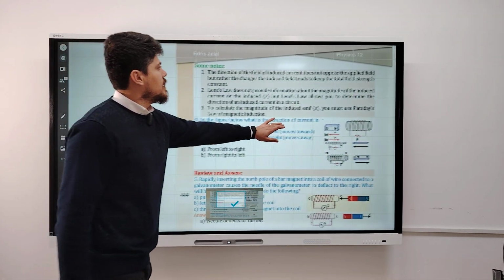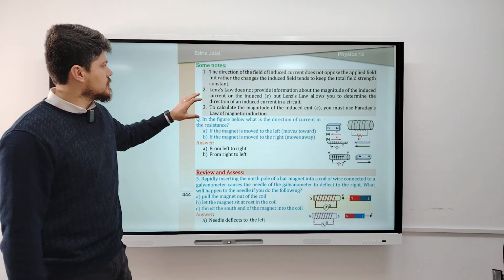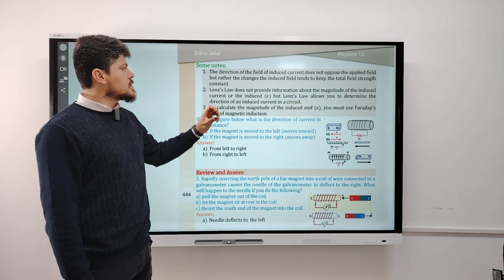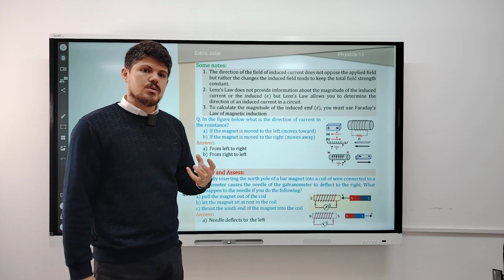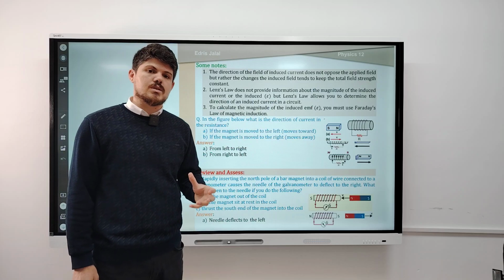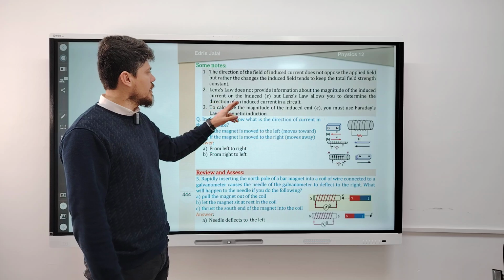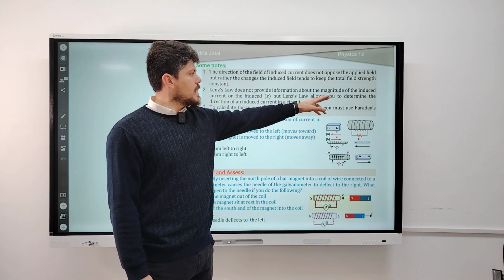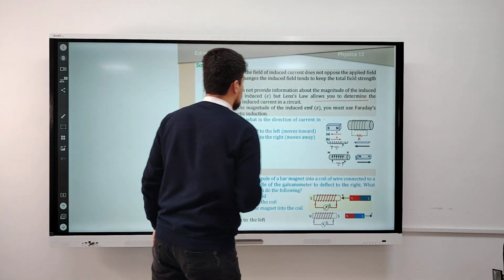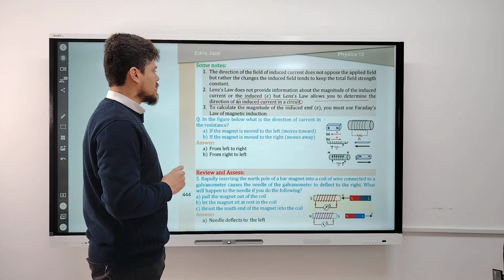We have some notes here. The direction of the field of the induced current does not oppose the applied field, as we studied and I told you before. Note number 2: Lenz's law does not provide information about the magnitude of the induced current. So who was the first scientist who discovered the magnitude of the induced current? Faraday's law. But Lenz's law finds the direction of the induced current. It does not provide information about the magnitude of the induced current or induced EMF. But Lenz's law allows you to determine what? The direction of the induced current in a circuit by opposing the change in the external field.